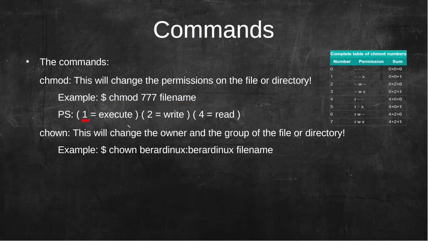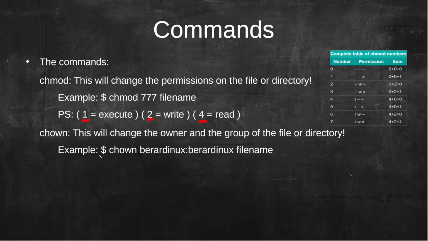1 is going to be execute, 2 is going to be write, and 4 is going to be read, and you're just going to add these up depending on what you want the file permissions to be. And I have a little chart over here. So if you want no permissions at all on this file, you're going to put a 0. If you want it to just be executable, you're going to put a 1, which is X. 2 is going to be a W. If you put 3, it's going to be write and execute, and so on. If you want all the permissions to be open on this file, it's going to be read, write, and execute, and that's going to be 7.